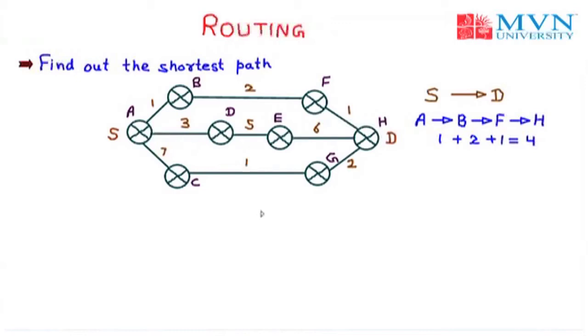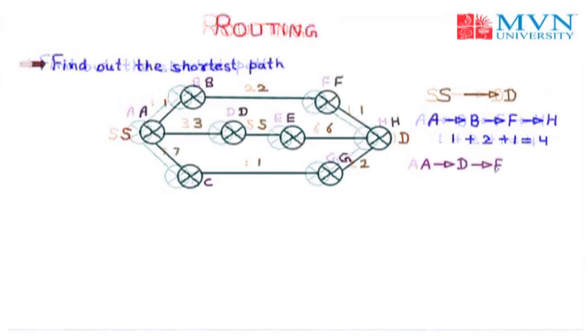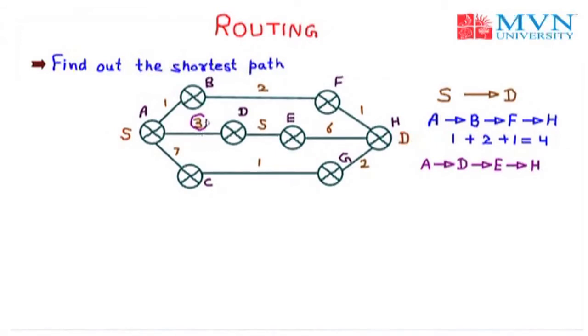Now check out the next path from source to destination, that is from A to D, from D to E and E to H. The distance from A to D is 3, plus from D to E is 5, plus E to H is 6. This total is equal to 14.